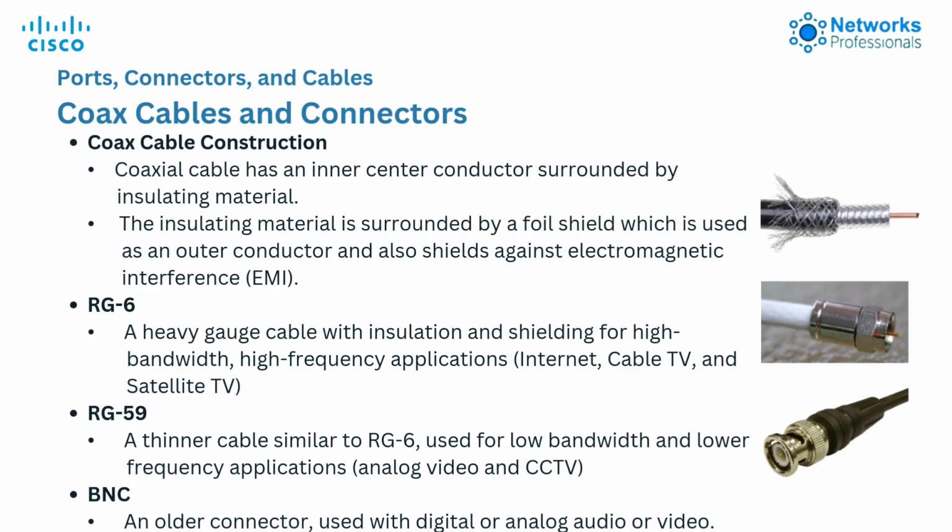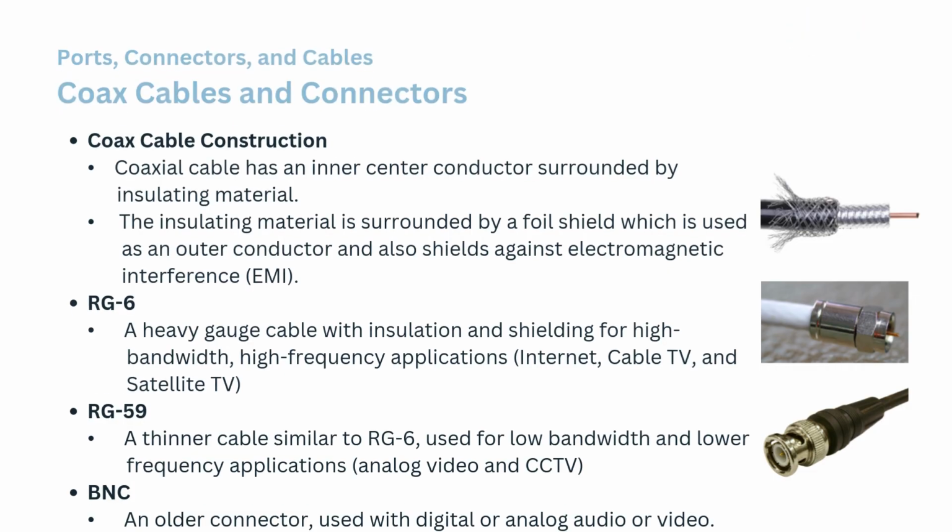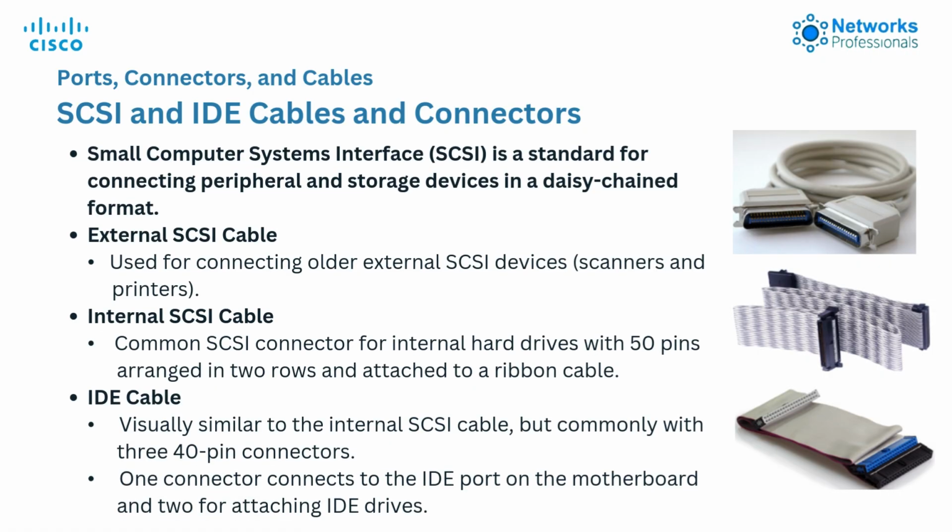RG59. A thinner cable similar to RG6, used for low bandwidth and lower frequency applications, analog video and CCTV. BNC. An older connector, used with digital or analog audio or video. SCSI and IDE cables and connectors. Small Computer Systems Interface, SCSI, is a standard for connecting peripheral and storage devices in a daisy-chained format.